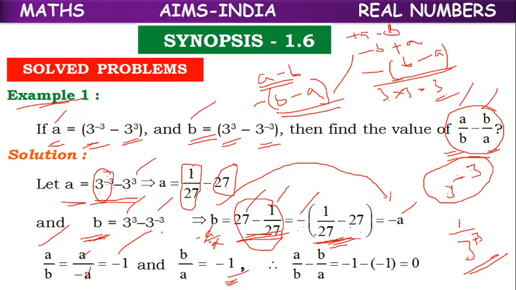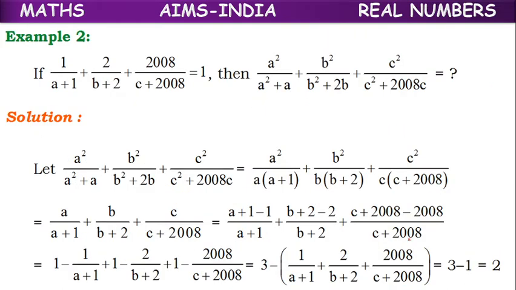So the first rational number's value is 1 and the second rational number's value is minus 1. In the middle we have minus. So minus into minus is plus. So 1 plus 1... that is, minus of minus 1 gives plus 1, and the answer is 0. Like that we can find the value of a by b minus b by a. Next.